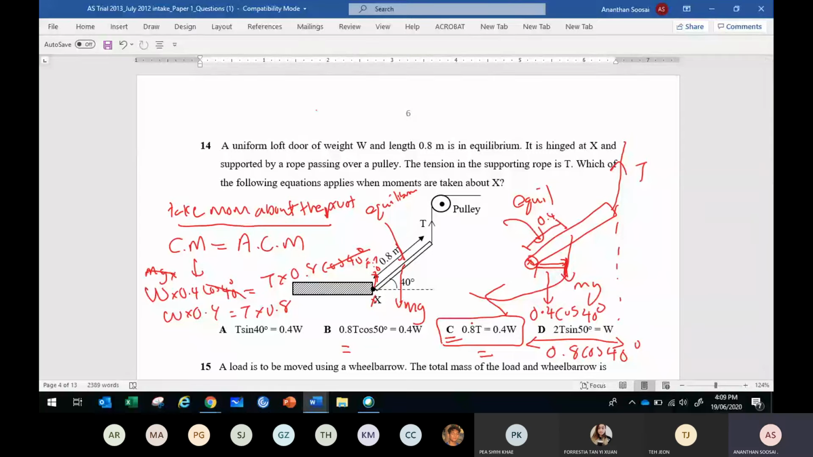Okay, good. Those who gave C, it is the correct answer. This is the working. Take moment about the pivot because we want to eliminate the unknown force at the pivot. There will always be an unknown force at the pivot. To get rid of that force, you take moment about the pivot, so we don't need to think about that force. So clockwise moment is equal to anti-clockwise moment. Moment caused by W is W times 0.4 cos 40, and moment caused by the tension is tension times 0.8 cos 40. Cos 40 cancels, so you get C.